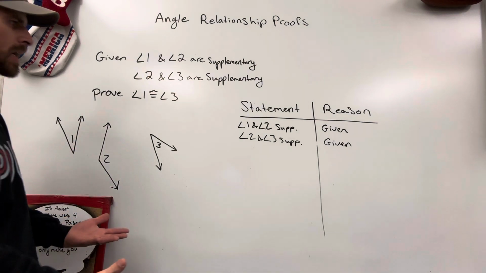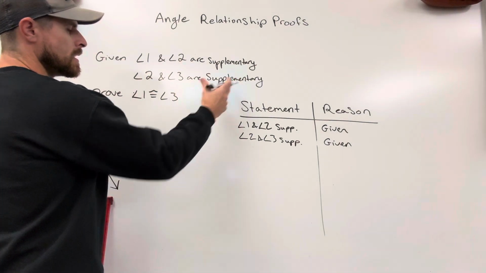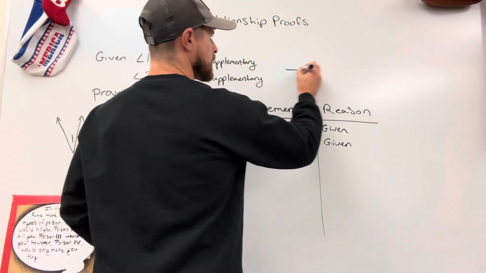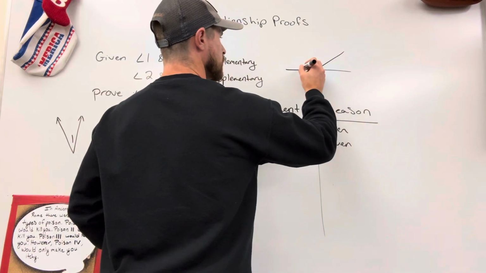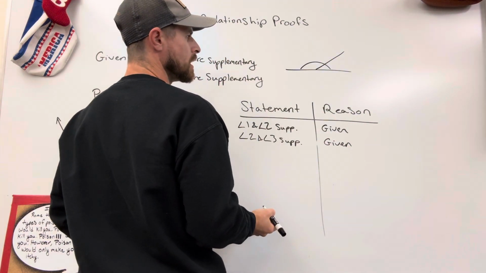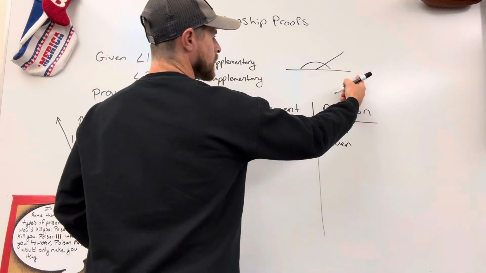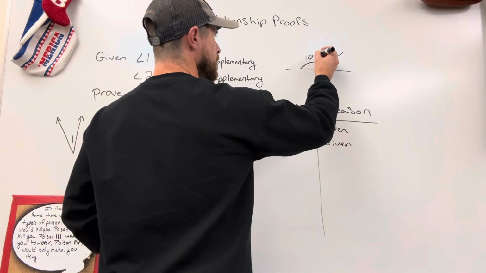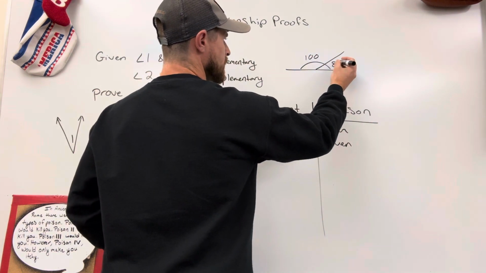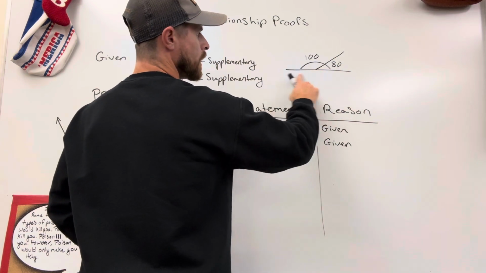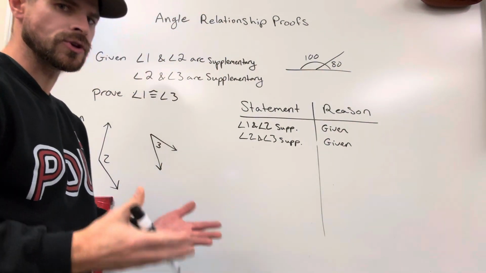So the next thing we need to talk about is what the heck is supplementary? Supplementary angles are two angles that add up to 180 degrees, a total of a half rotation. They make a straight line. So if I had 100 here, that means this angle would have to be 80 to make a total of 180. That's what supplementary angles are.